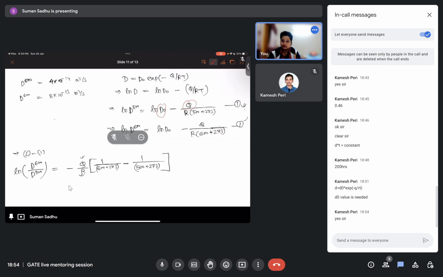So you just put the values of d at 600 and d at 500, put the values of r, and then you can easily calculate the q. Okay, you can calculate it at home also, to see how much you are getting, just for checking and just for practicing also.